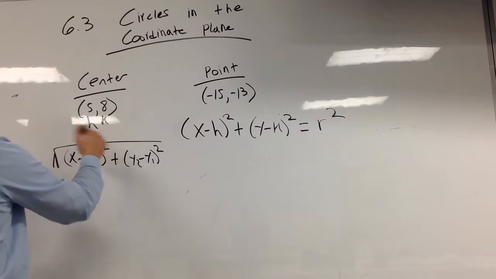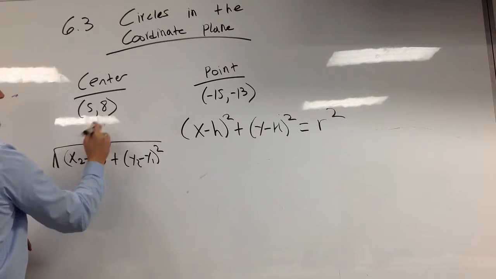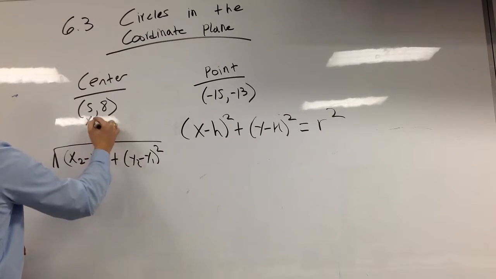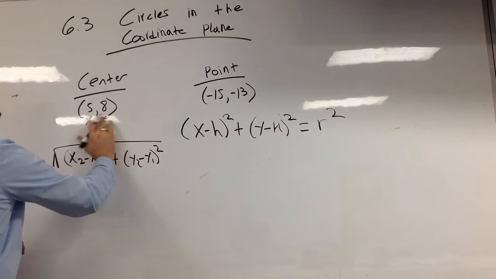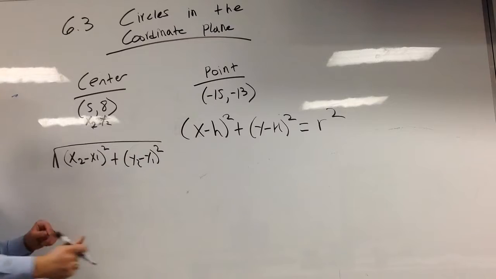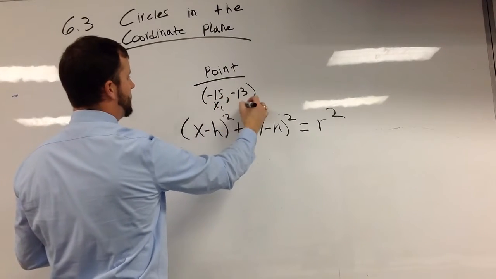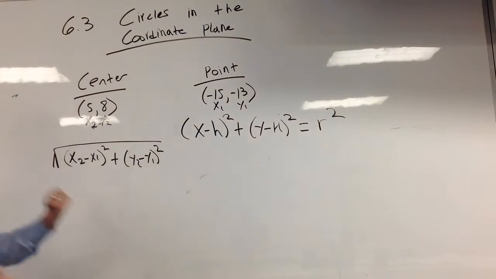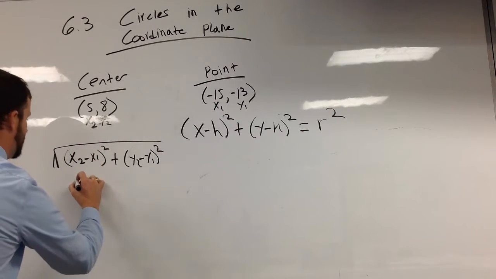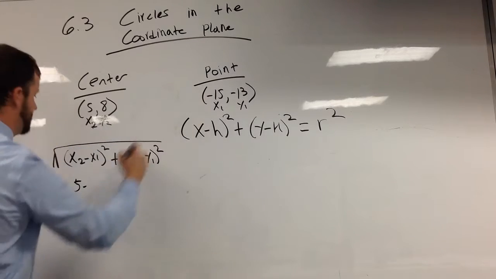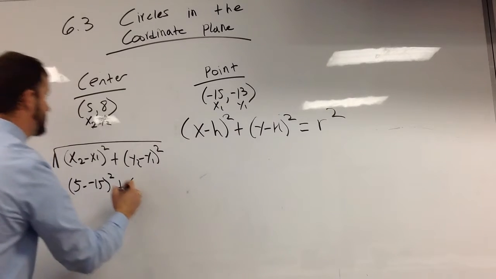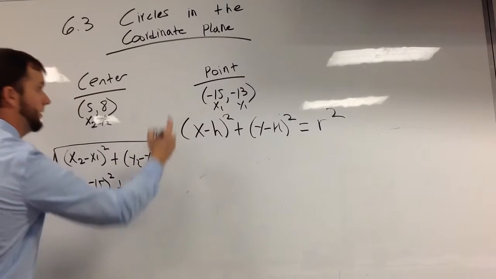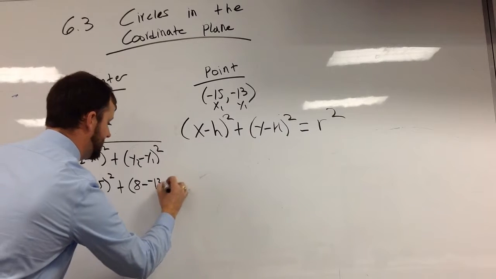So I'm going to go ahead and use my center as x2 and y2, I apologize. And then I'm going to use my point as x1 and y1. And now literally all I got to do is plug everything in to find my distance. So here we go. So x2 is 5, minus x1, which is -15. I'm going to square that. Plus y2, which is 8, minus -13 squared.